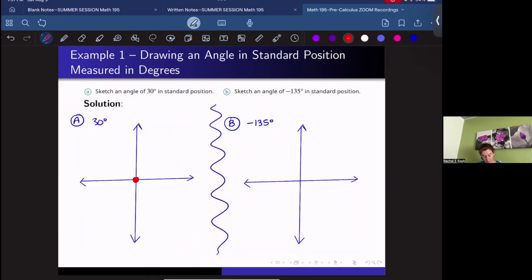30 degrees, we did this a few examples back, but it's 1/3 of the way through our first quadrant, right? 1/3, 2/3, 3/3. 1/3 of 90 is 30 degrees. This is our terminal side. This is our initial side, and we're done.